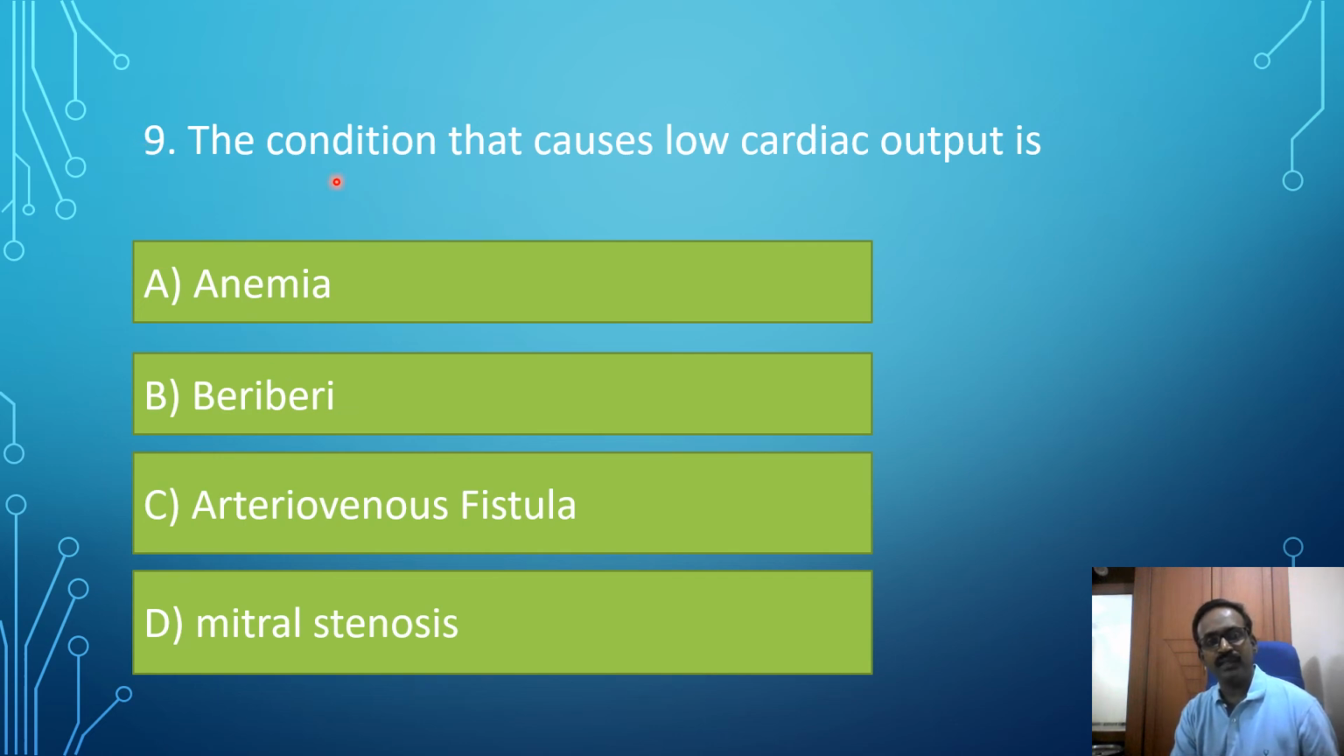Ninth MCQ. The condition that causes low cardiac output is option A, anemia. Anemia produces a high cardiac output. Option B, beriberi. Beriberi, due to thiamine deficiency, also produces a high cardiac output. Option C, arteriovenous fistula. It also has a high cardiac output. Option D, mitral stenosis. So this is the correct answer. It has a low cardiac output. So mitral stenosis is the correct answer.